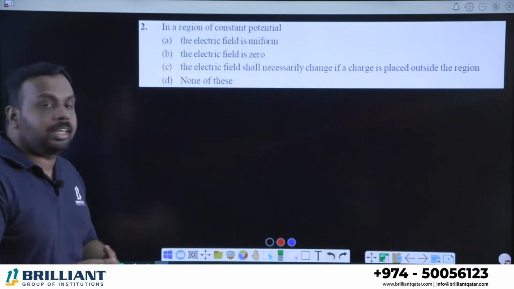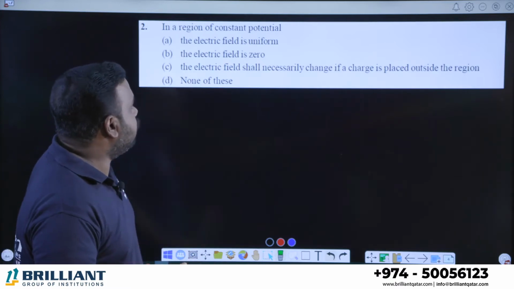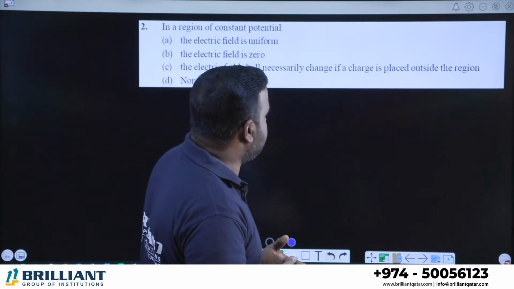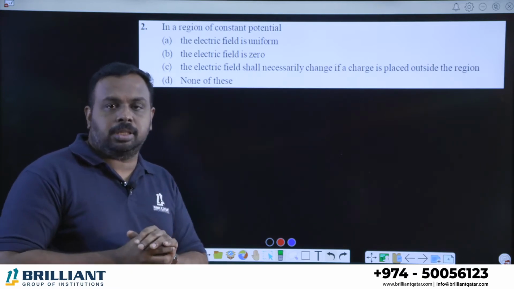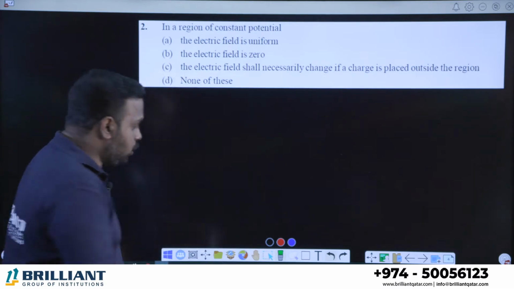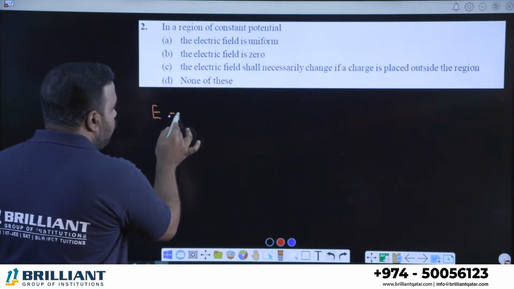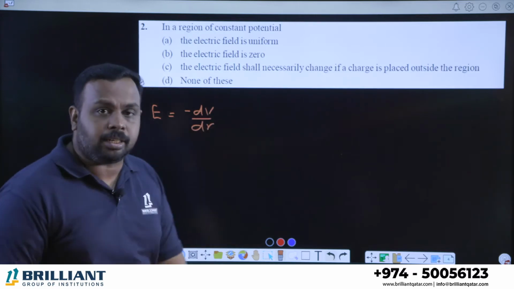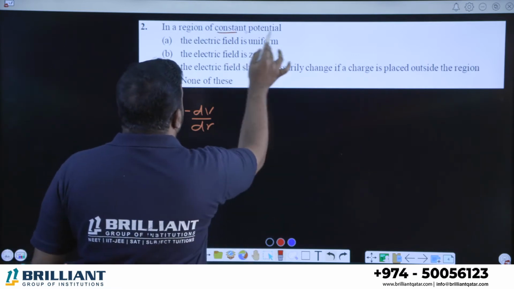Look at this. In a region of constant potential, option A, the electric field is uniform. Option B, the electric field is 0. Option C, the electric field shall necessarily change if a charge is placed outside the region. Option D, none of these. You can see that this is a question from the chapter electric potential and capacitance, right? In a region of constant potential. So hope you remember the relation between electric field and potential. What is that relation? Electric field is equal to minus dV by dr. Electric field is a negative potential gradient, right? Minus dV by dr.